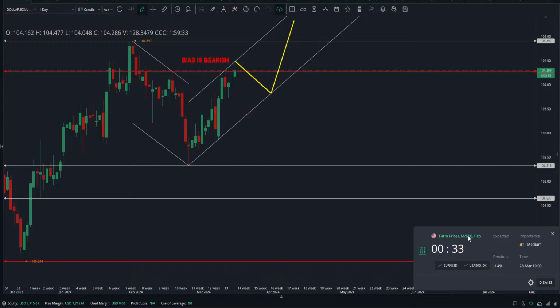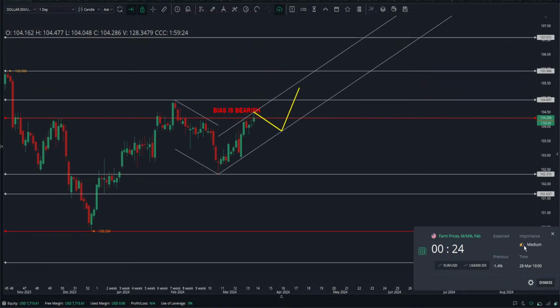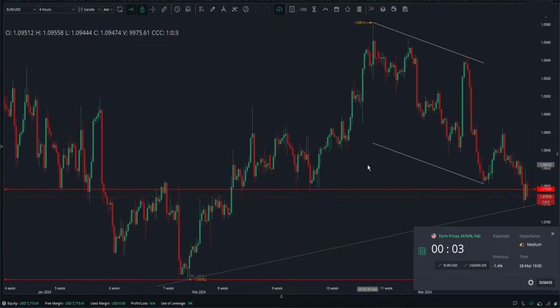We have farm prices month on month coming in 30 seconds. Well, maybe that's why the market is moving. Let's see if it has a medium importance. Although I don't track these things, we can turn off the notifications. Countdown to announcement. Okay, I think I will keep it. Yes, let's see if it gives any effect on the euro dollar or not.